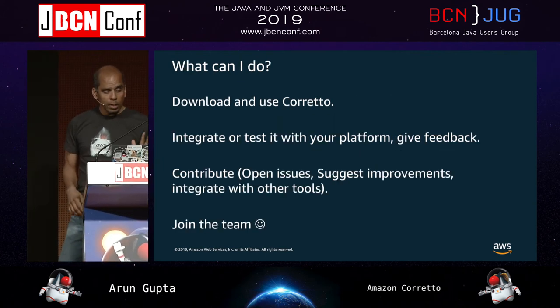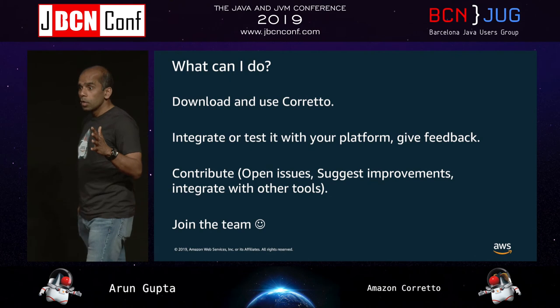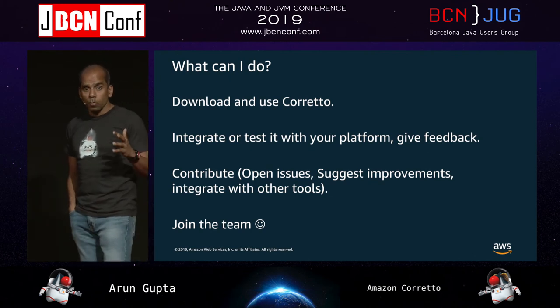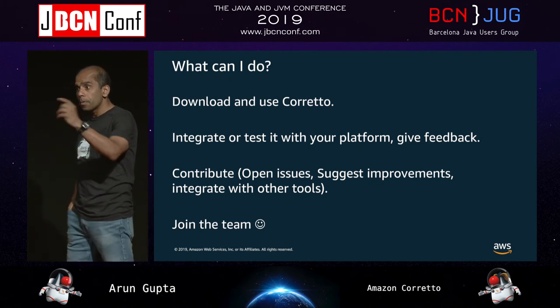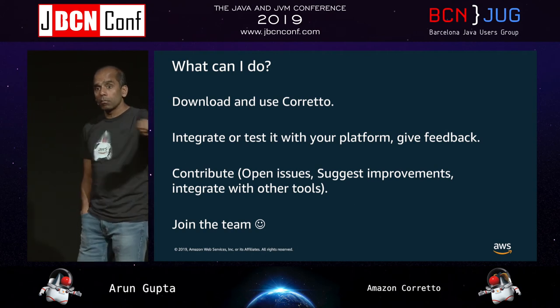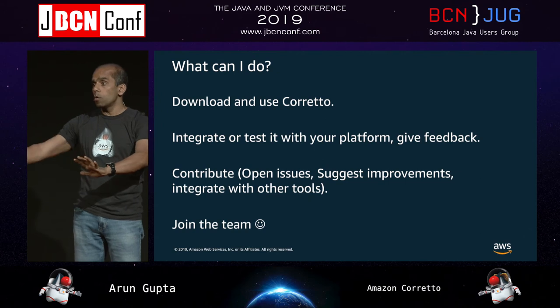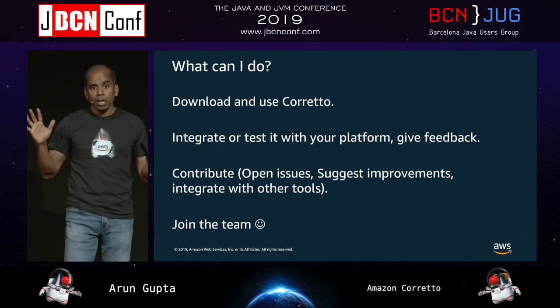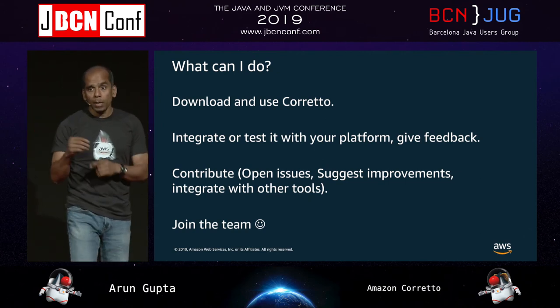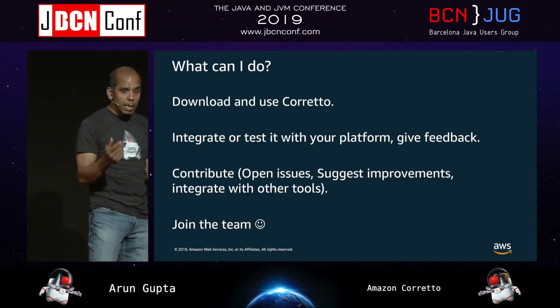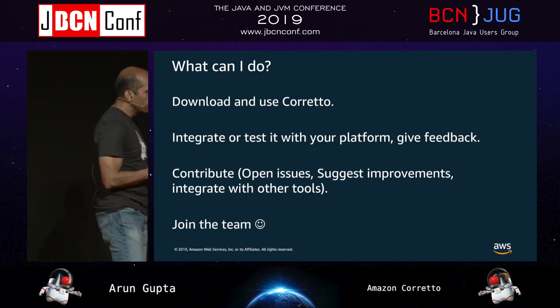Okay, what can I do? First things first, download and use Corretto. What our customers typically do is pick a project, replace their existing JDK, literally change the Java home to the new Amazon Corretto, and start playing with that. Or if you have a deployment pipeline, just replace the JDK in there. That's the easiest way to get started with it.